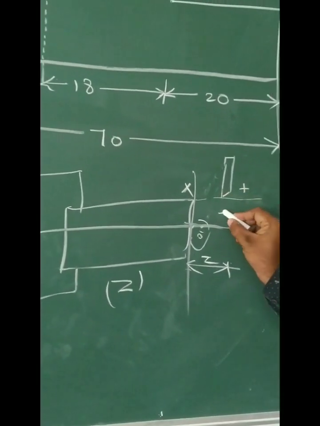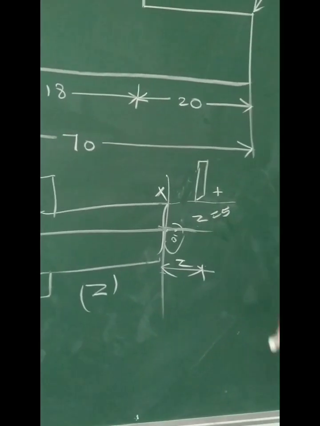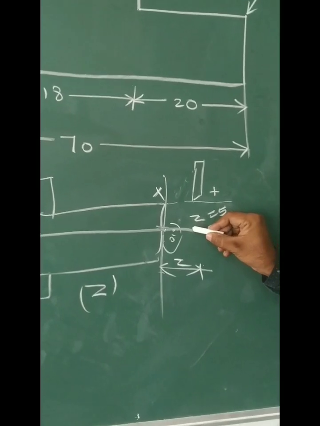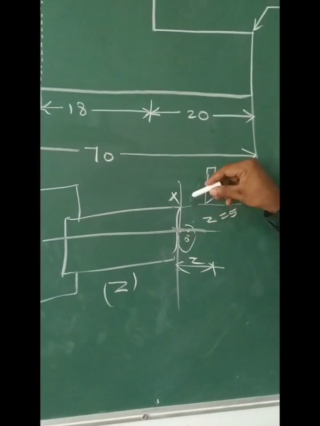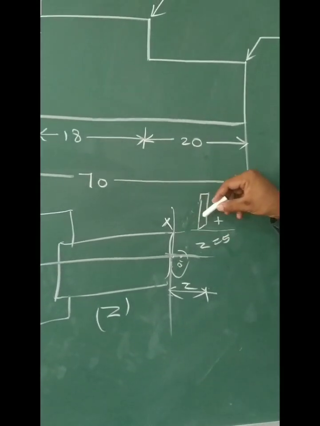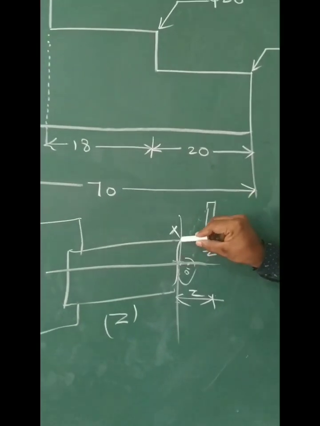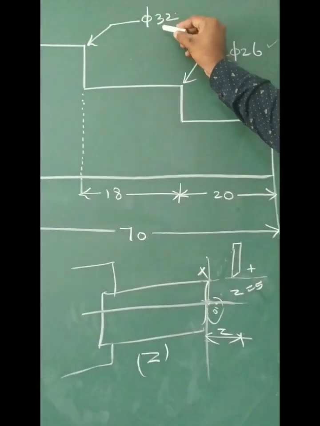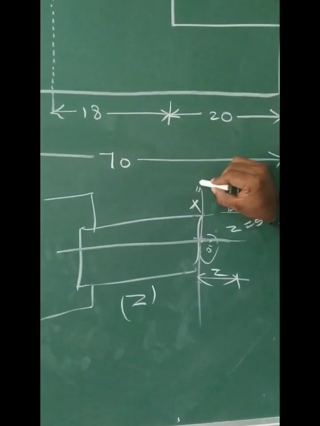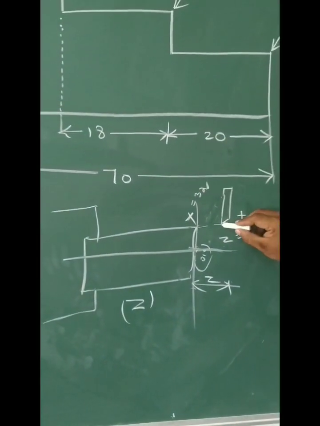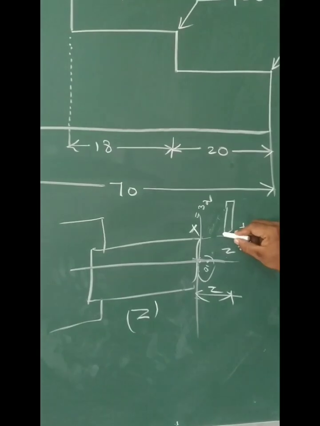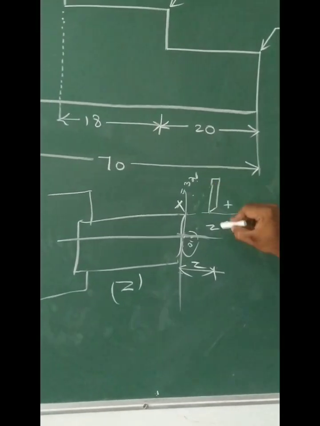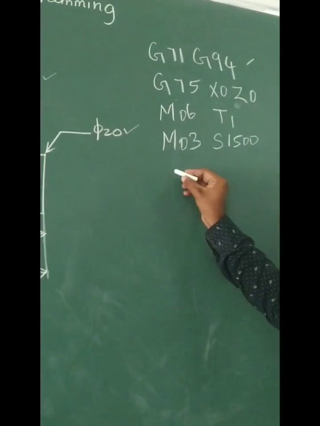So I am going to write Z equal to 5, which means the tool is placed with a 5 mm gap from this point. Instead of touching the workpiece, I am going to place the tool here. We also have to find the diameter. The total diameter here is 32, so X is equal to 32. At this point I am going to place the tool. The X value is 32 and the Z value is 5. So I have to write the command based on these values. I am going to write a command.